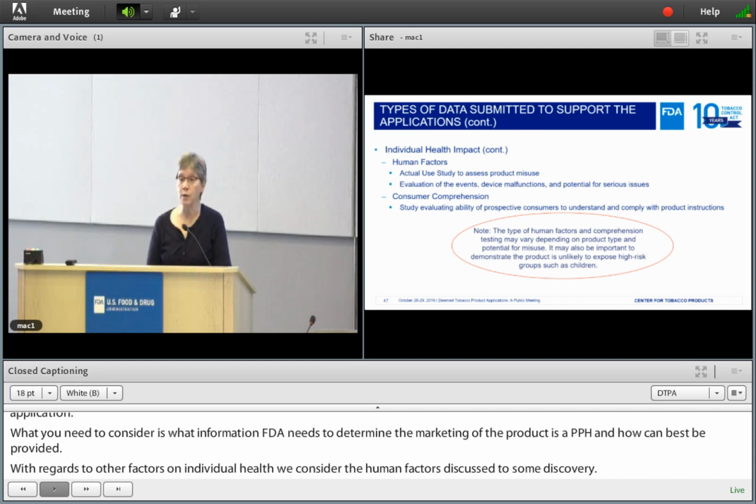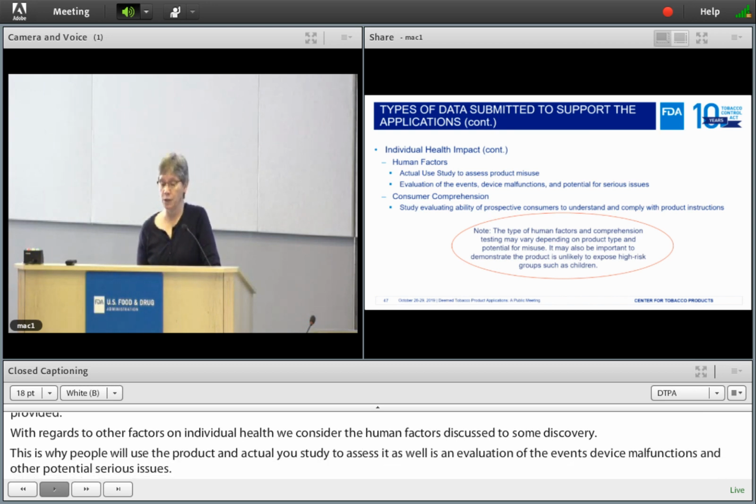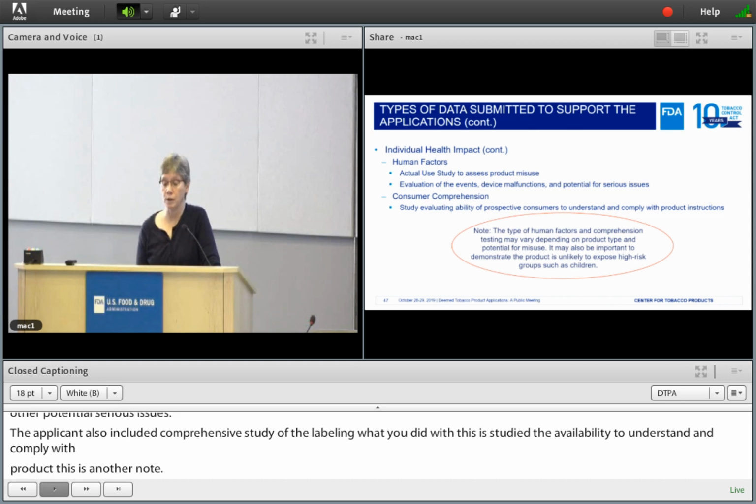The applicant also included a consumer comprehension study of the labeling, and what they did with this was a study evaluating the ability of prospective customers to understand and comply with product instructions. This is another note. The type of human factor studies and comprehension testing may vary depending on the product type and the potential for misuse. It may also be important to demonstrate that the product is unlikely to expose high-risk groups, such as children.